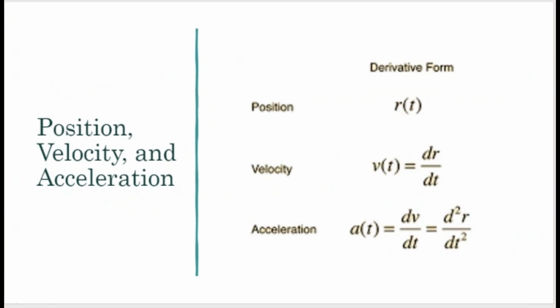As you can see in this slide, the position function, often notated by a certain function over time, can get you the velocity function by taking the first derivative of the position function over time. And the acceleration function can be found by taking either the first derivative of the velocity function over time or the second derivative of the position function over time.